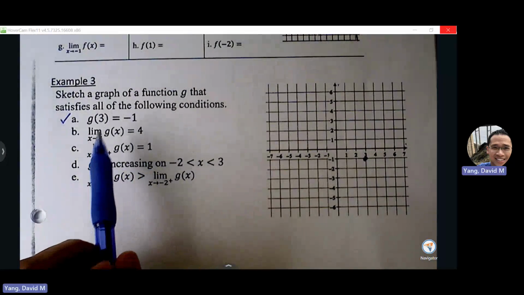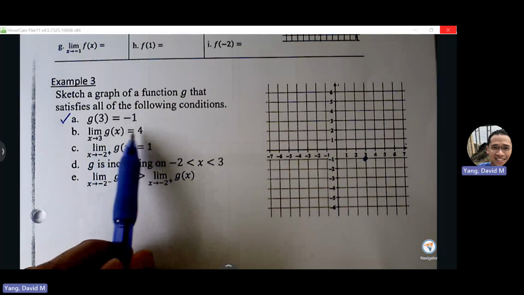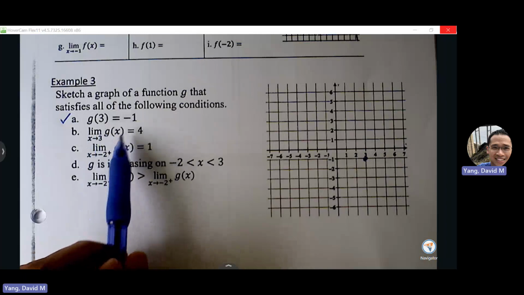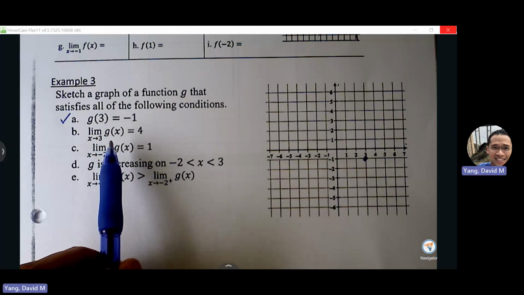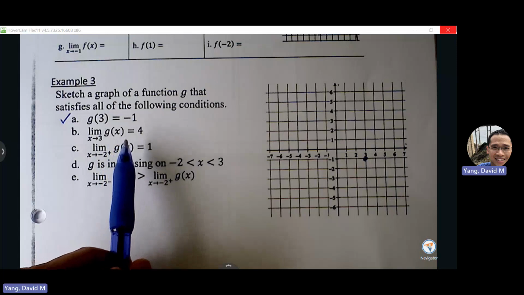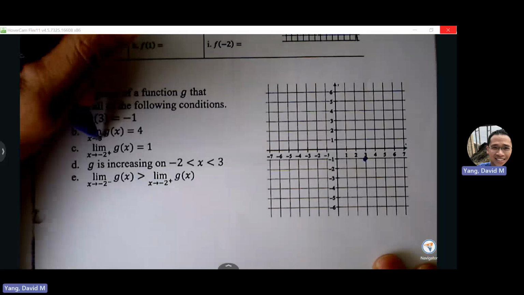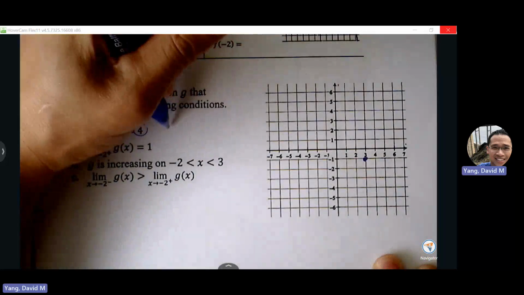Next up, let's look at part B here. The limit as x approaches 3 is equal to 4. Now, again, something to keep in mind is that whenever you have just a limit statement, sometimes you don't know what's going to happen at that point, which may show up in future characteristics. So I like to always know where my target is. I know my target is at ordered pair (3, 4).